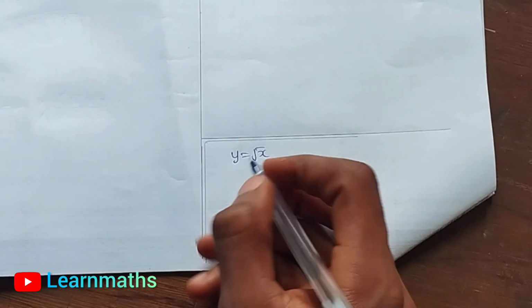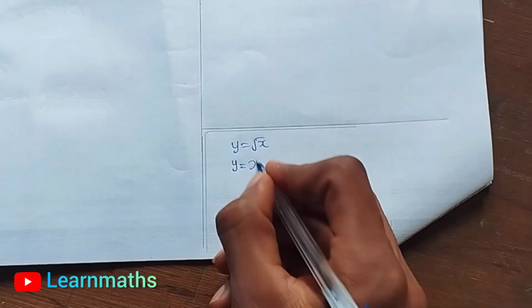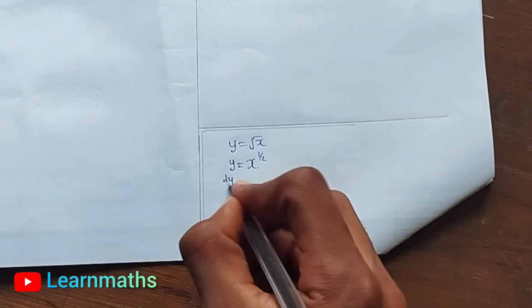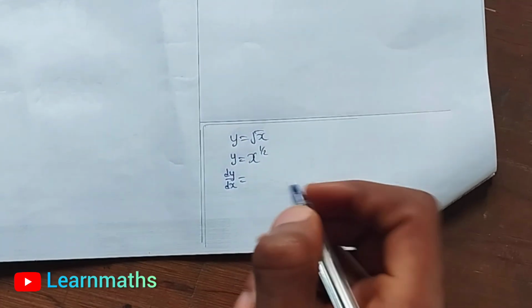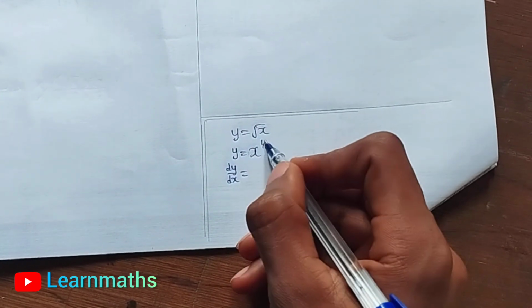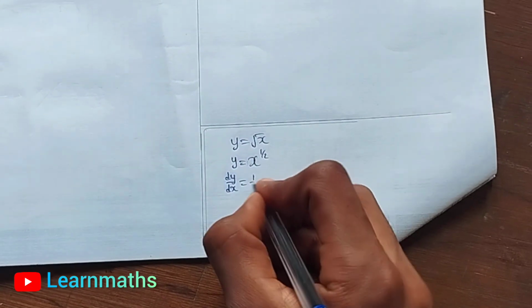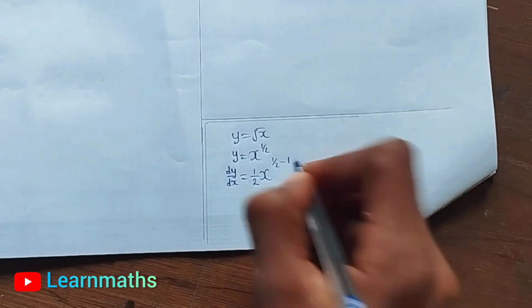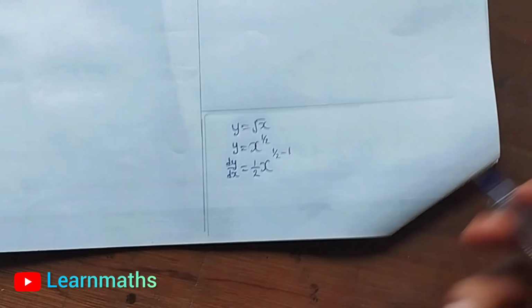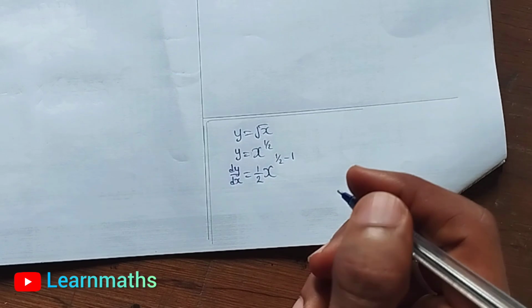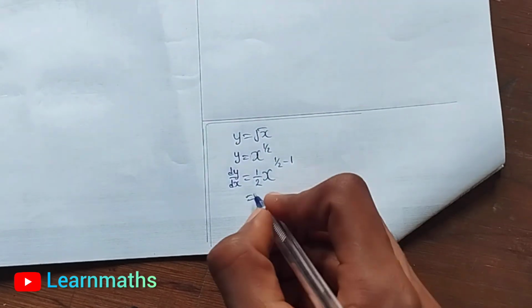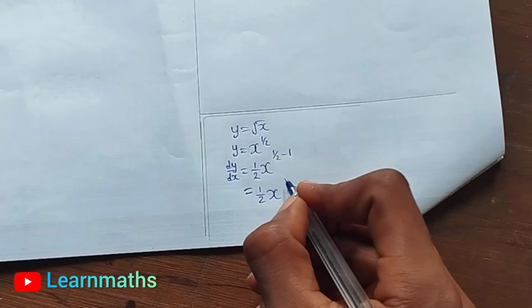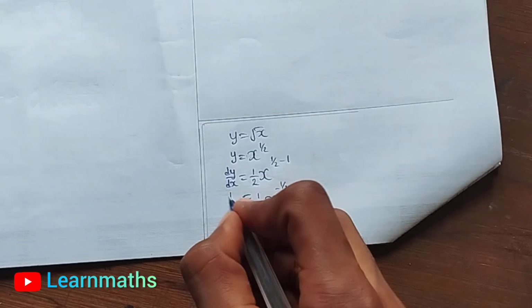So I'm going to rewrite this as y equal to x raised by 1 over 2, right? Then I differentiate this as dy dx by multiplying the coefficient of x with the power of x, right? So that's going to be 1 over 2x, then raised to power 1 over 2 minus 1, right? You reduce the power by 1, and what do you get? What do you get after reducing the power by 1? You're going to have 1 over 2x raised to power negative half, right?